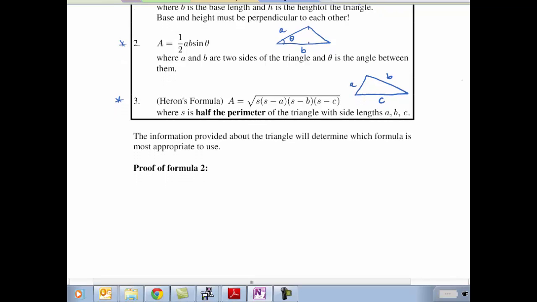I'm also not worried that you'll be able to prove this second formula, but it actually follows pretty easily from using 1/2 base times the height and some other things that we've done. So if we've got some triangle and we have 2 sides, let's put the A here and the B here, doesn't really matter, and then this angle theta.